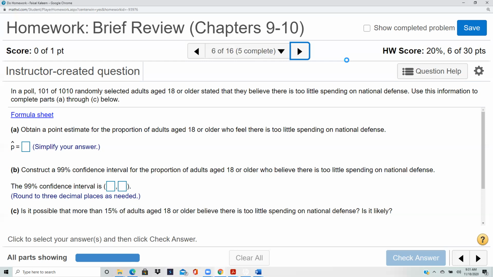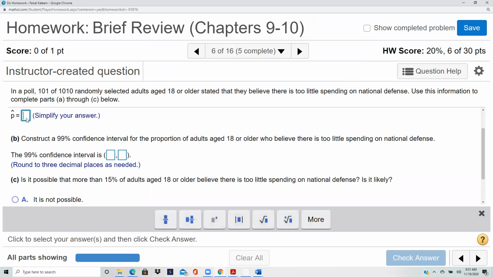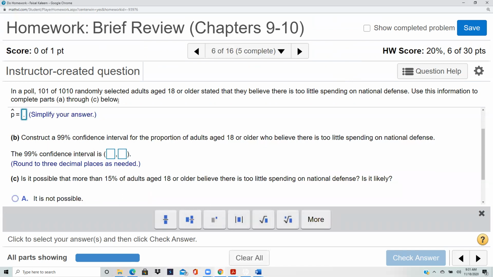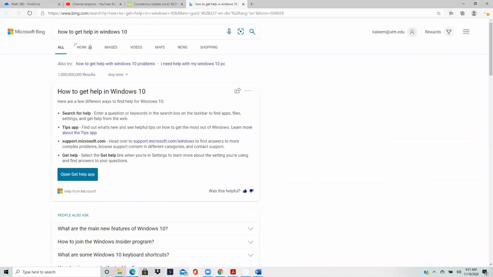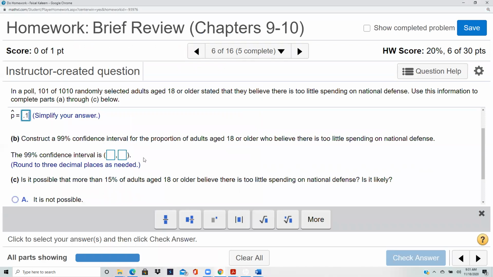Wouldn't we just divide it? So 101 divided by 10. Is it 0.1? Oh, yeah. 0.1. Okay.